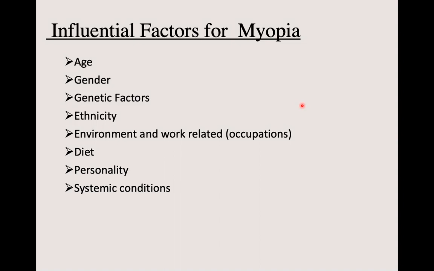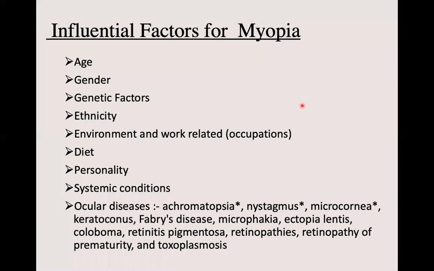Personality: a person who has high IQ, who is introverted, who studies a lot, has more chance of developing myopia. And systemic conditions, different diseases like Down syndrome, there are many systemic diseases which carry more chance of developing myopia. And there are different ocular diseases which also carry more chance of developing myopia.